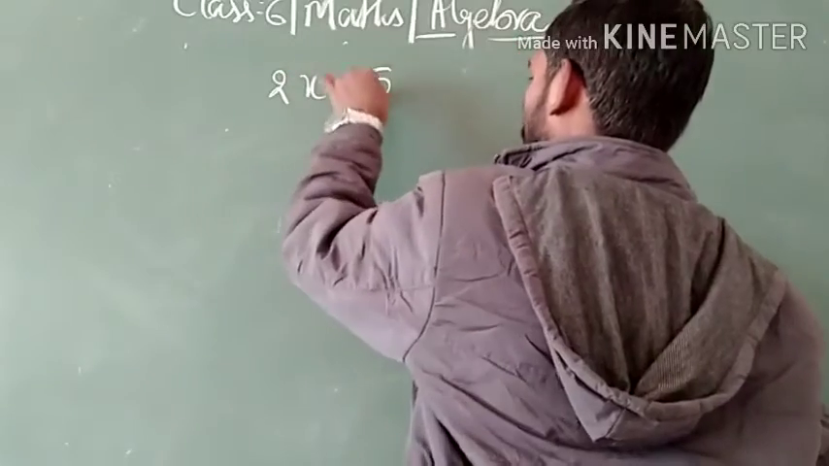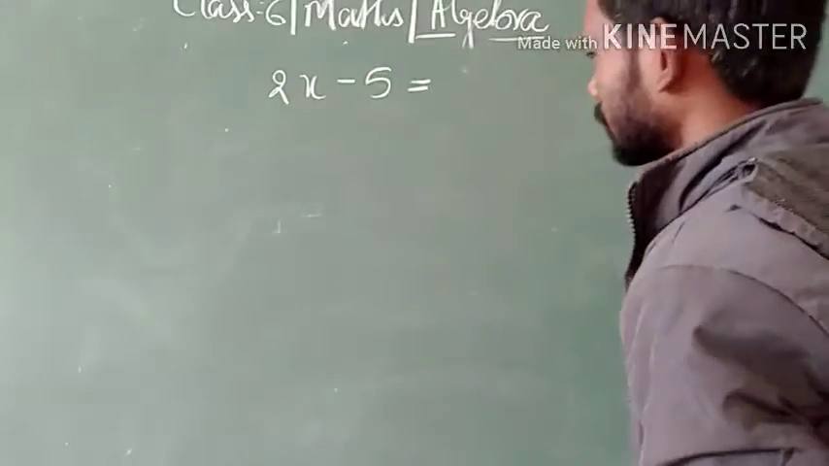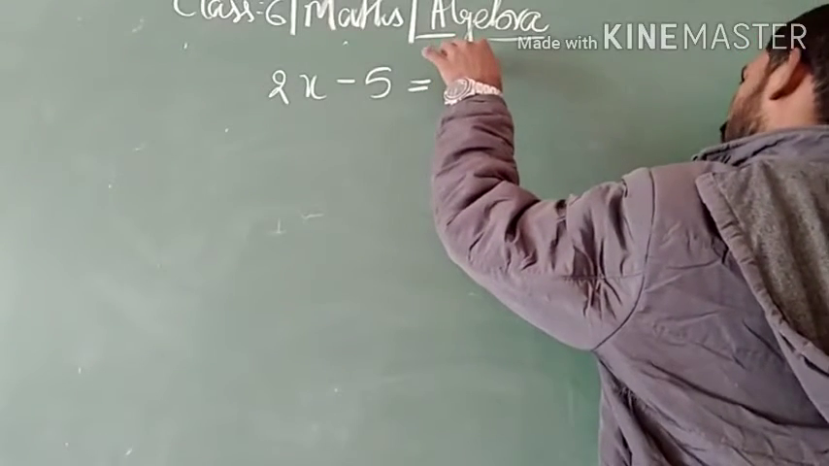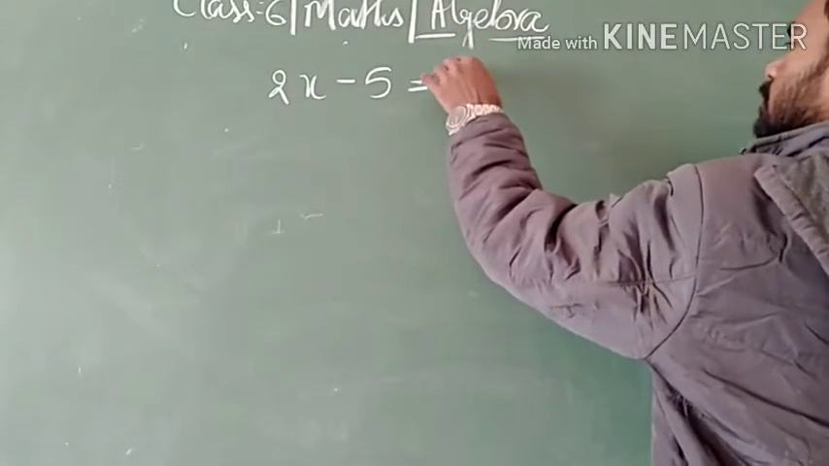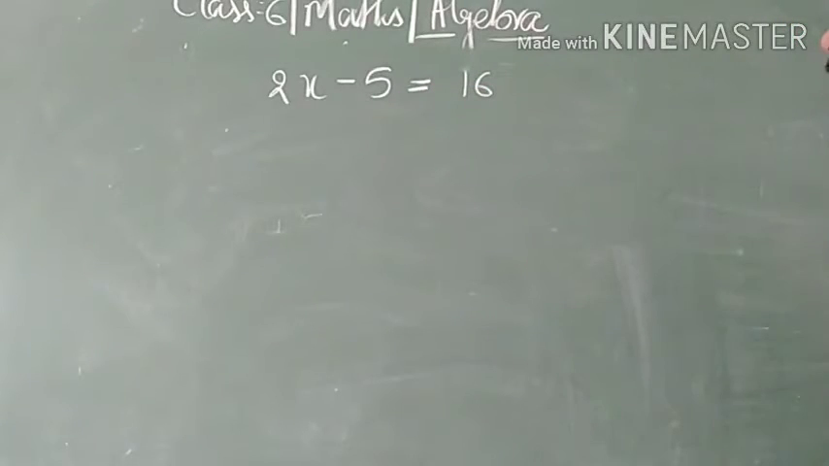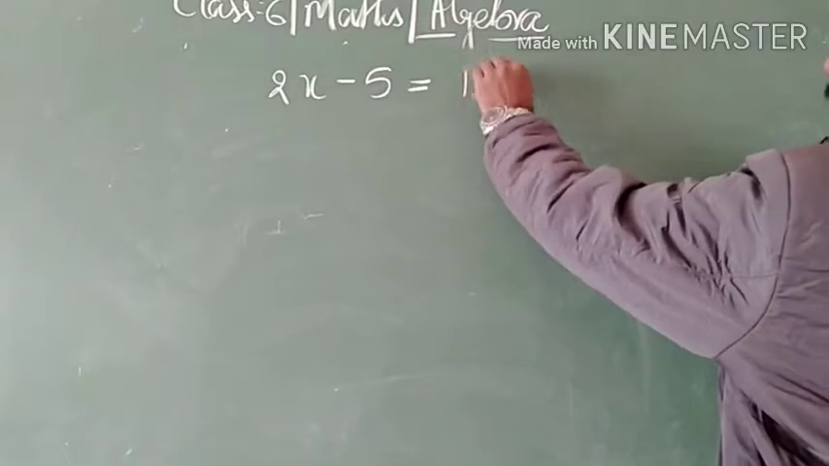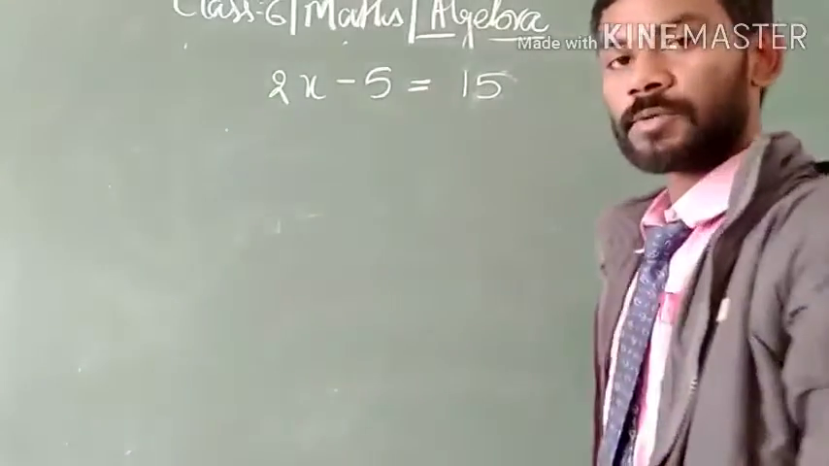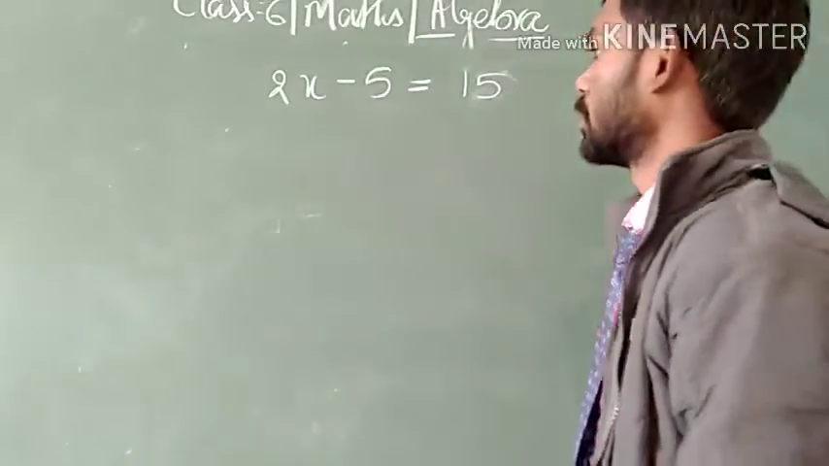2x minus 5 is equal to 15. Okay, so this is the given question and we have to solve it.